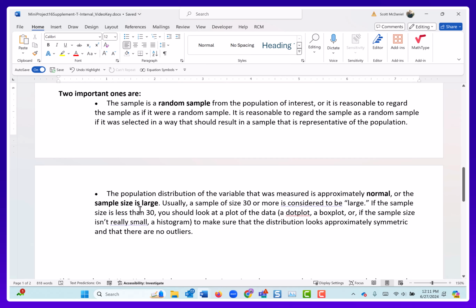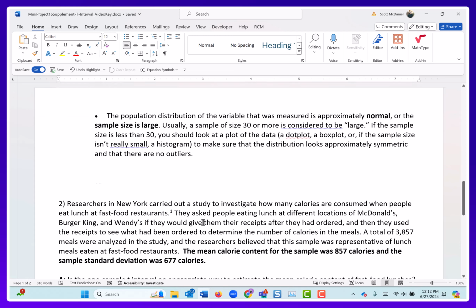And then the other one is that the population, this is the big one here, needs to be approximately normal or the sample size is large. Now when we say large, we really mean anything more than 30. We saw this in the chapter summary videos that once we get a sample size over 30, the sampling distribution is relatively normal. And our sample size is huge, even though it was very right skewed. Since our sample size is 1,555 or so, we are good to go. So that condition is met.